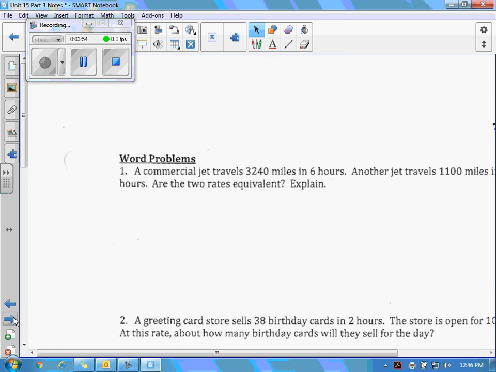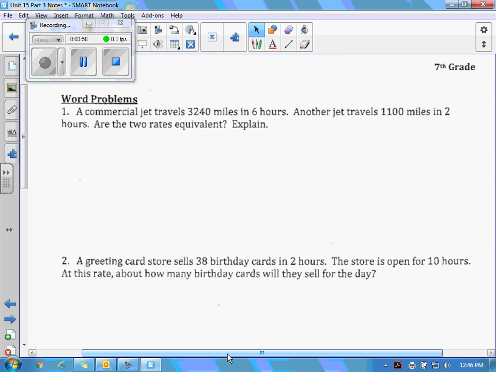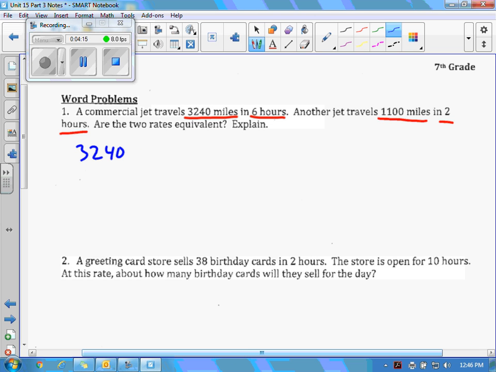If you look at the next page, on the back side, I've got a couple word prompts. It says a commercial jet travels 124 miles in 6 hours. Another jet travels 1,100 miles in 2 hours. Are the two rates equivalent? Let's start by writing our two rates. Remember, rates have different units. So miles over hours.